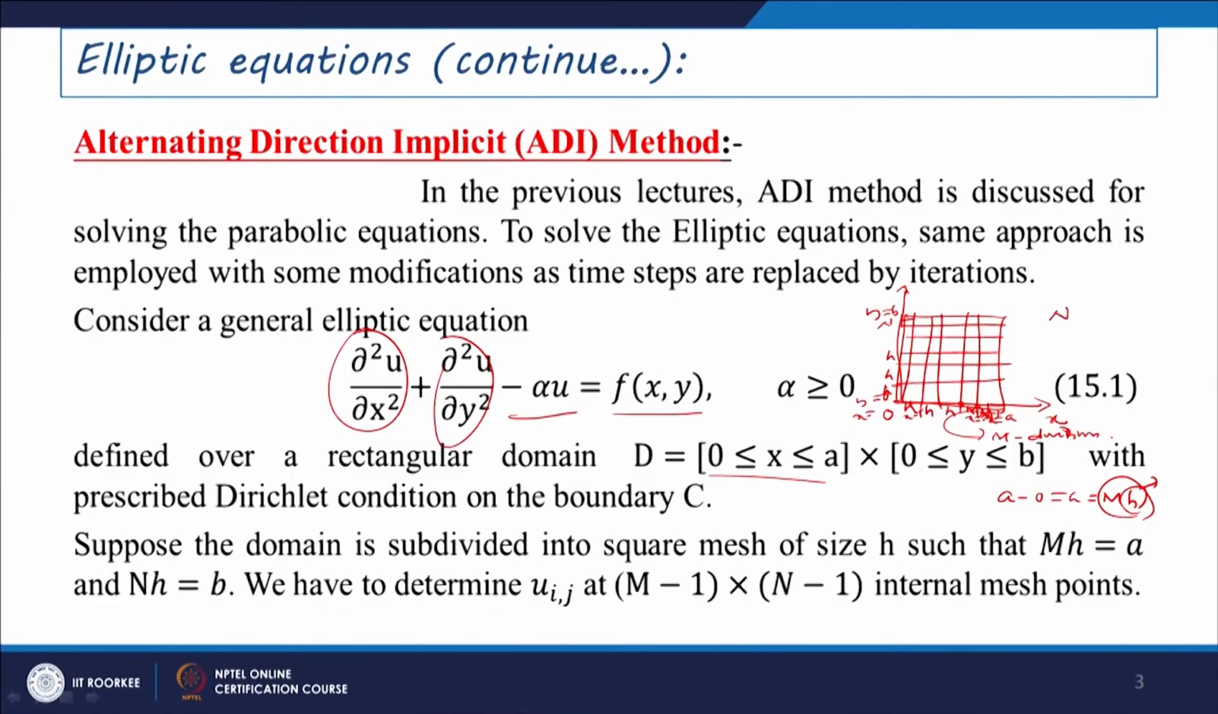And if we move in the y direction, the same can be considered: in the y direction the total number of divisions is n, and each of these small grid sizes is h. So, n h can be written as the total length, that is b minus 0 equals b. That is why we have written here n h equals b and m h equals a, and we have to determine u i j at each of these grid points, which is not known to us.